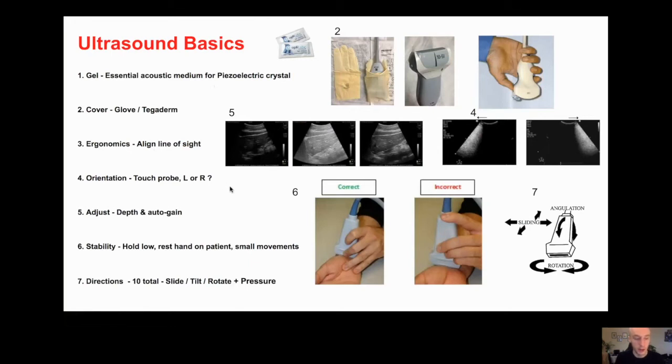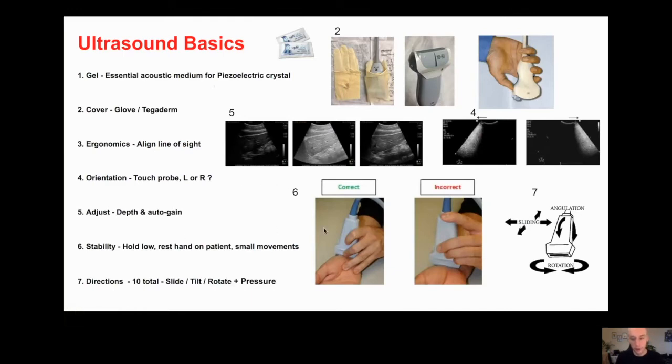Maybe what we're looking at is only a centimeter deep, or we can optimize our image by reducing the depth down to, let's say, 1.5. You don't need 10 centimeters of irrelevant space beneath the thing that you're looking for. By reducing the depth, you'll make the target bigger. And then gain is essentially like your brightness and contrast. You can see here low gain, high gain, appropriate gain. Sometimes there's an auto gain button that'll do it for you.